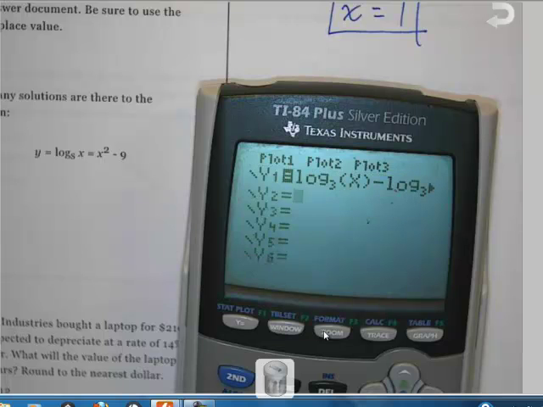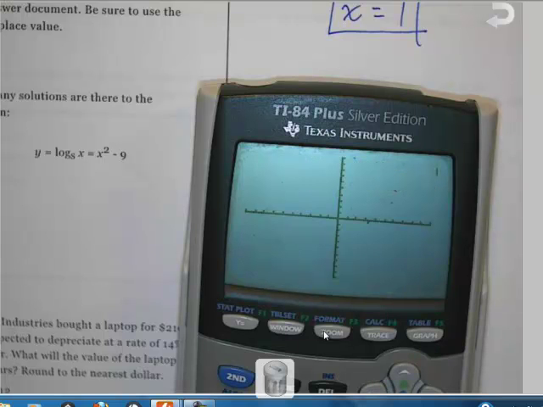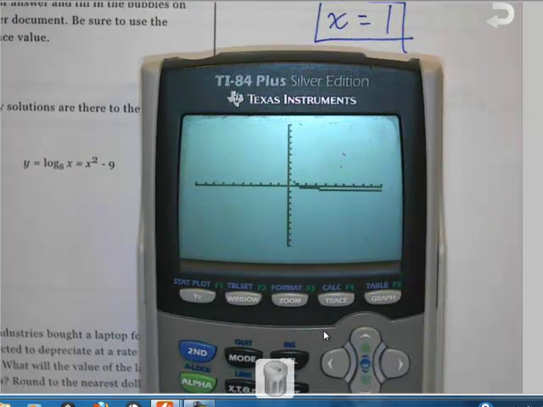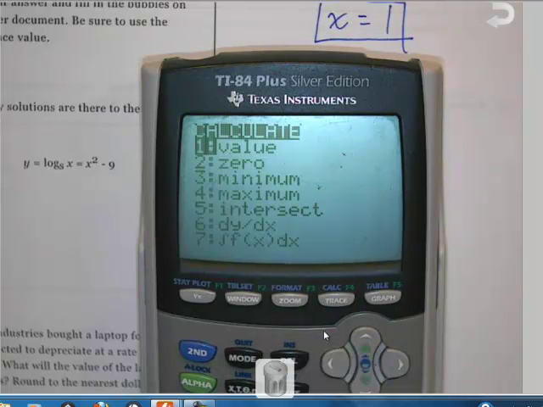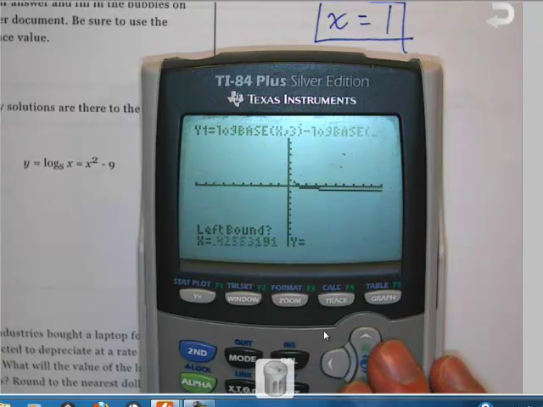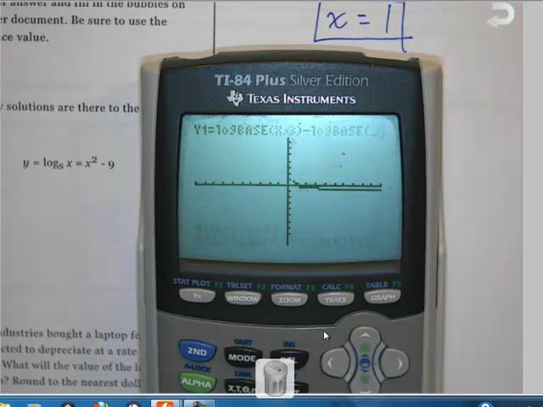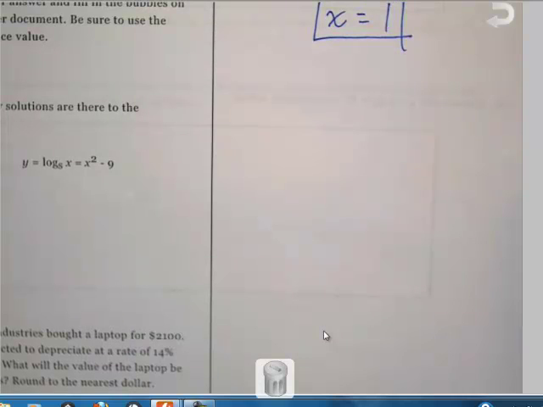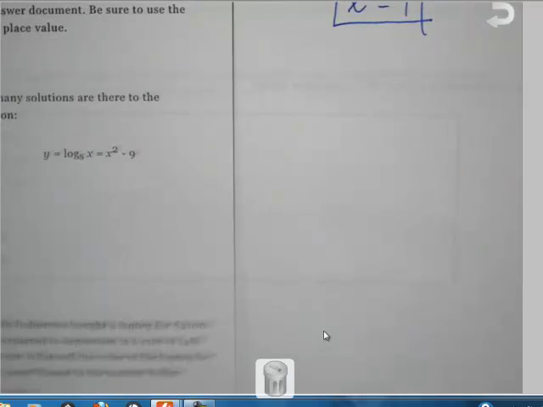And then you compare that to where it's equal to 0. Well, you just graph it, and then you tell the calculator to find the 0. Here you have your left bound, there you have your right bound, and you tell it to guess. And it evaluates the 0 at 1. So you could have done it algebraically, or you could have done it graphically.